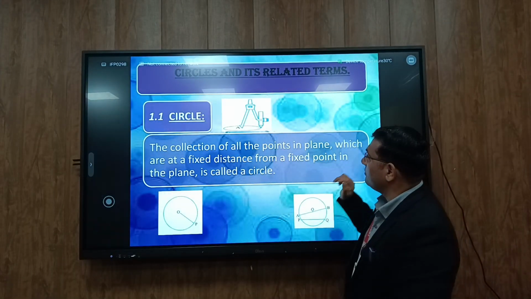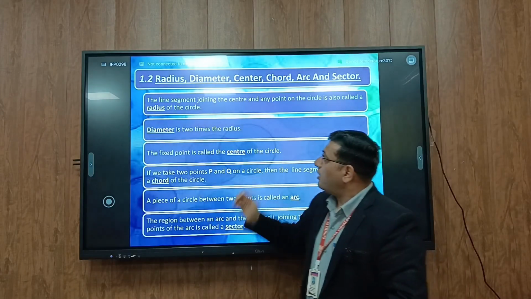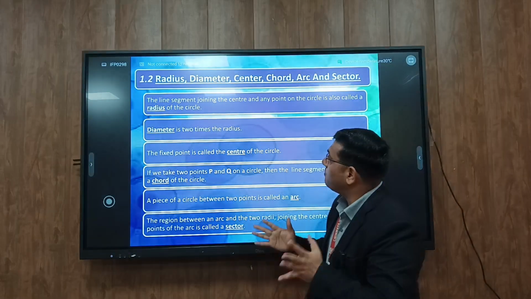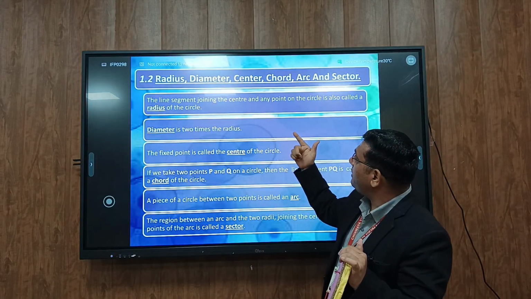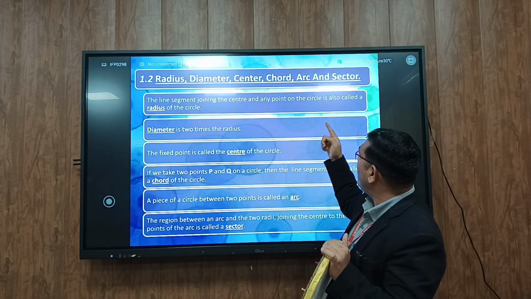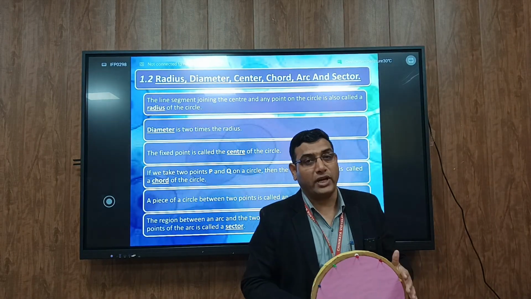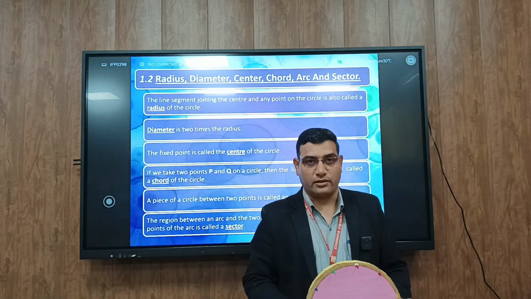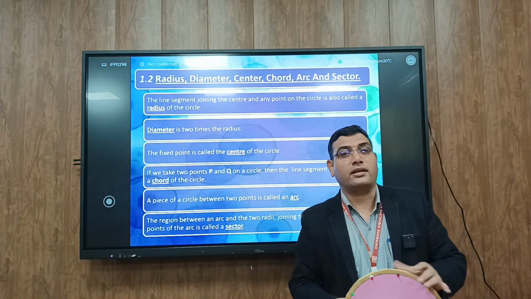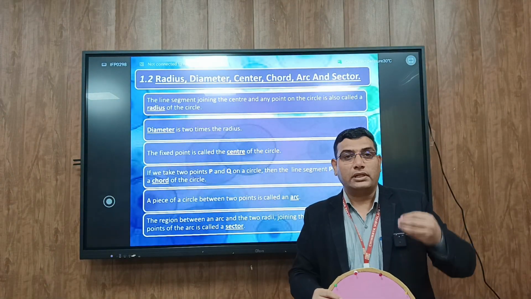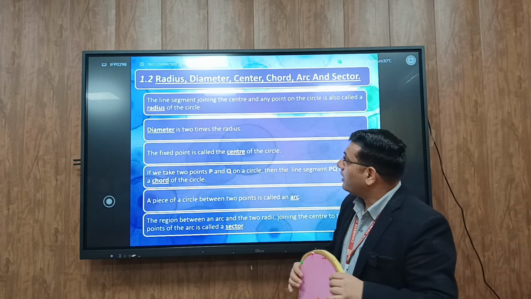Next, we will discuss the parts of the circle. First are radius, diameter, center, chord, arc and sector, because these are very important to understand the circle. If we don't know these parts, how can we understand the circle and its theorems, right?